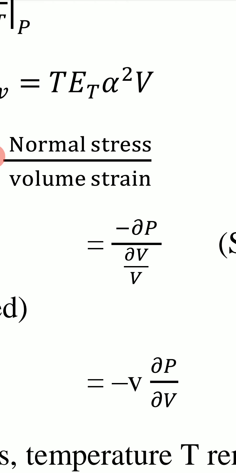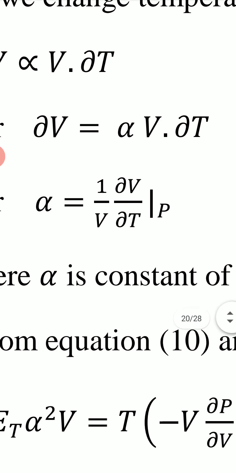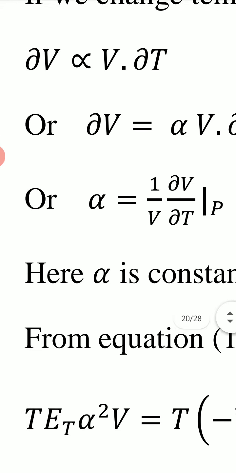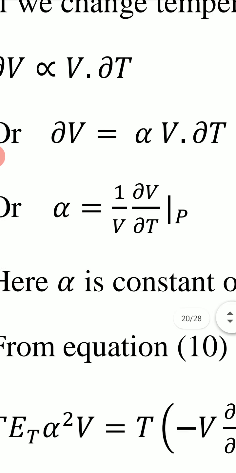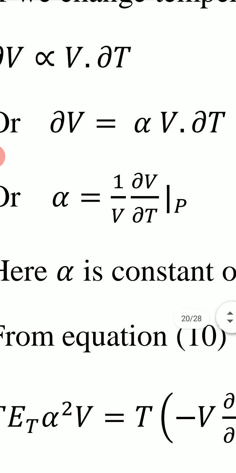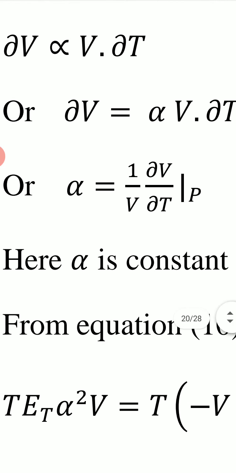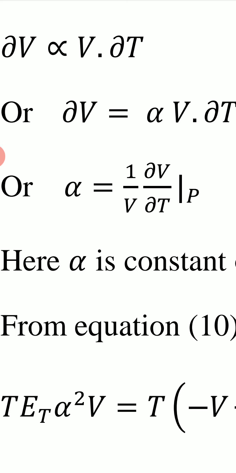Alpha in this relation is the volume expansion coefficient. If temperature T is increased by delta T, then the change in volume delta V will be proportional to the original volume V and to this change in temperature delta T. So delta V equals alpha V delta T. Alpha is the proportionality constant, and it is known as the volume expansion coefficient.